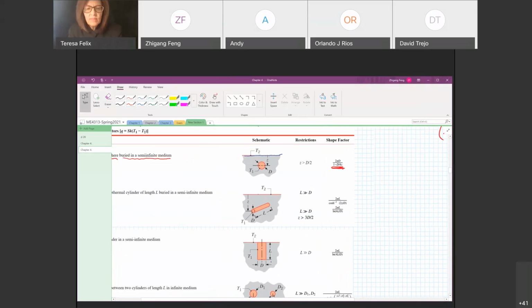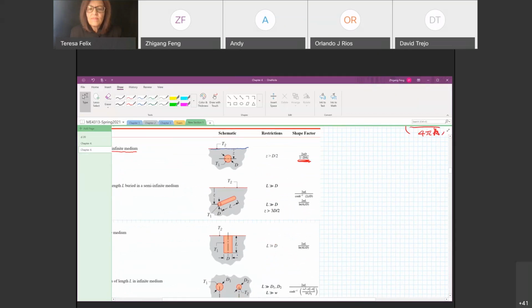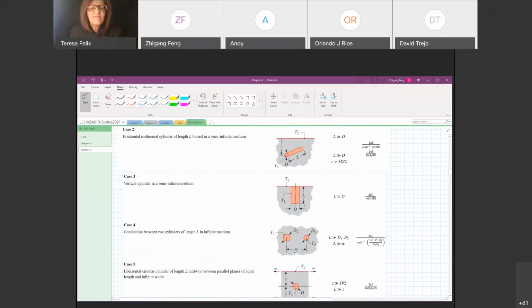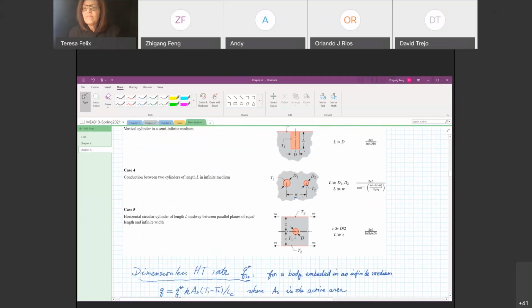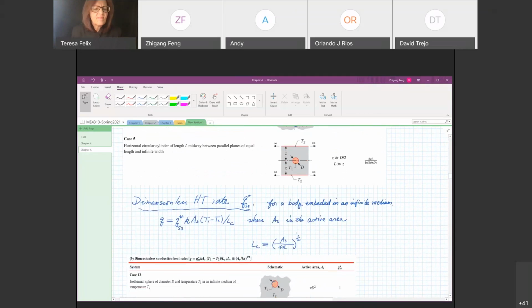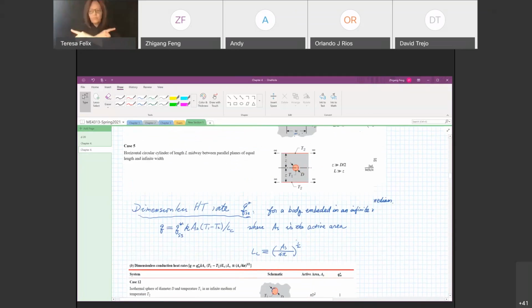So depending on what application you have, what configuration you have, you come to this table to find the shape factor. And once you have the shape factor, you can determine the thermal resistance, and then use a circuit to find either temperature or the heat transfer rate. We will have an example in a minute. So let's hold it until we work on that example. So this is about shape factor.